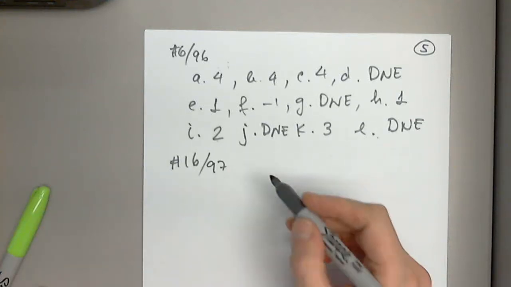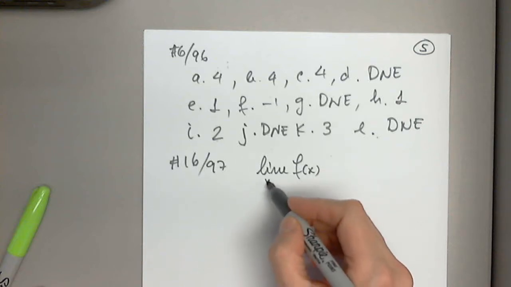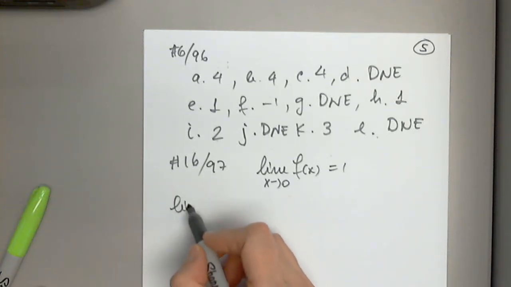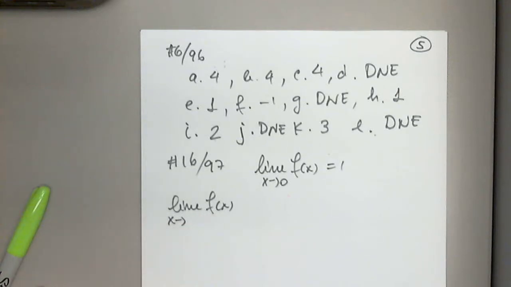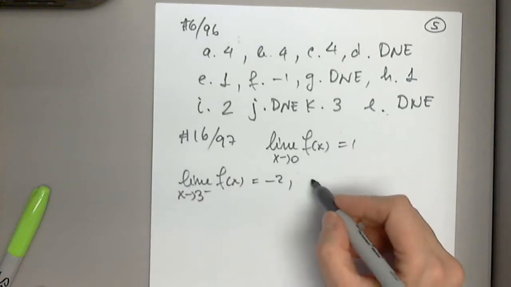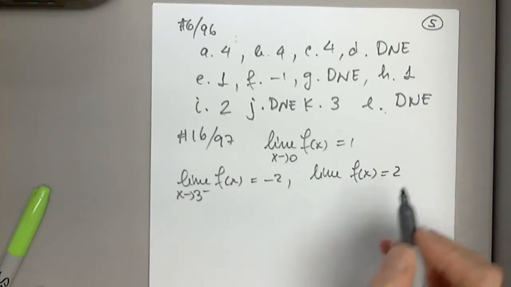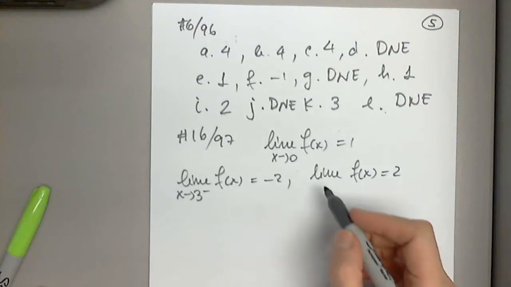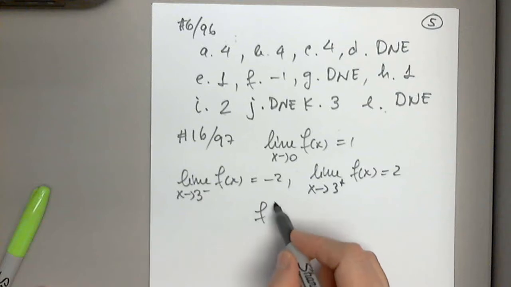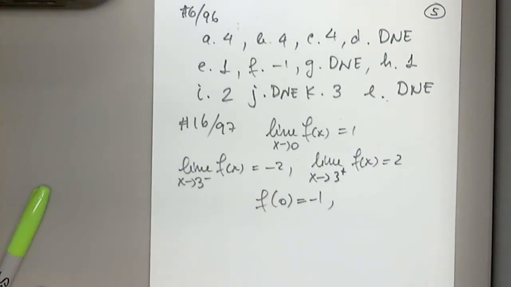Okay, we are given the limit of f of x as x approaches 0 from either side, let's say, is 1. The limit of f of x as x approaches 3 from the left, they say is negative 2. Then the limit of f of x as x approaches 3 from the right. And the last two, f of 0 is negative 1. And f of 3 is 1.